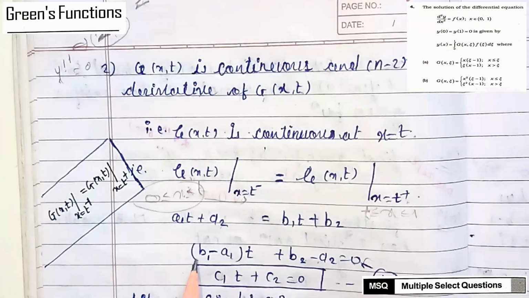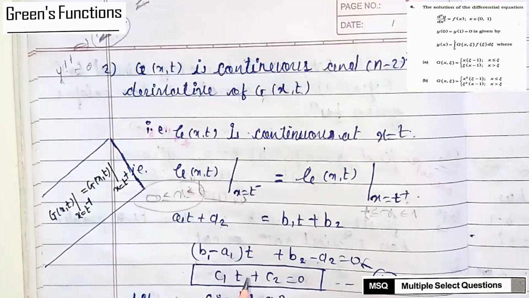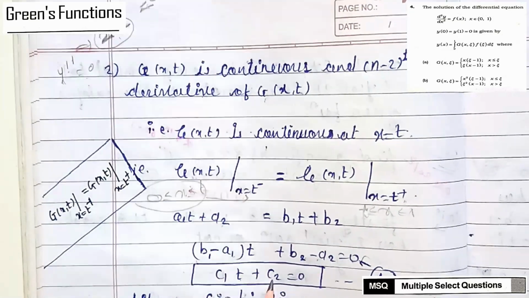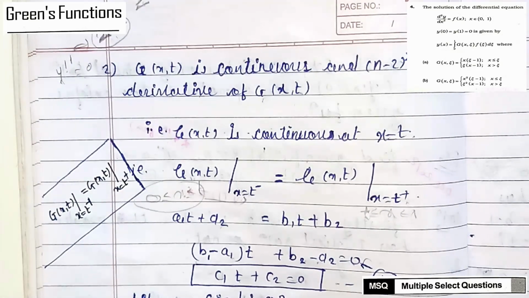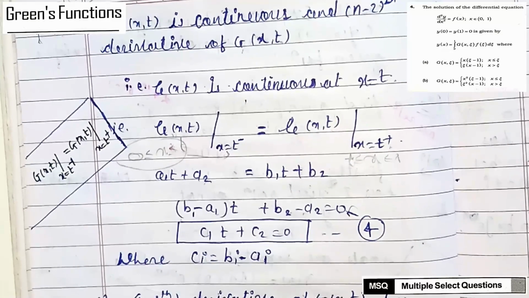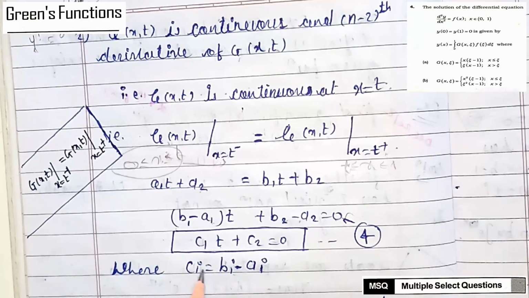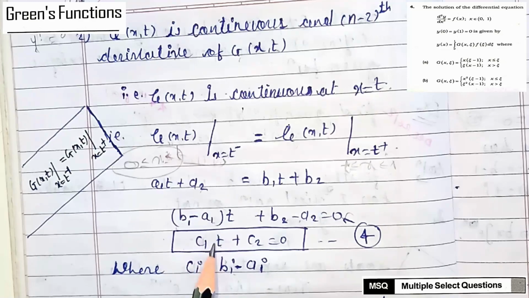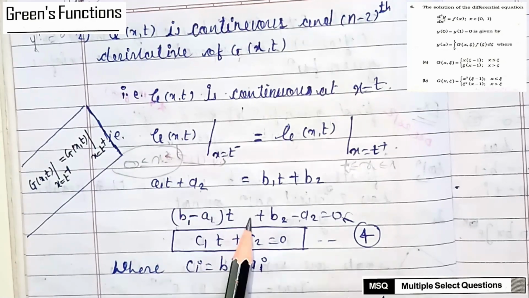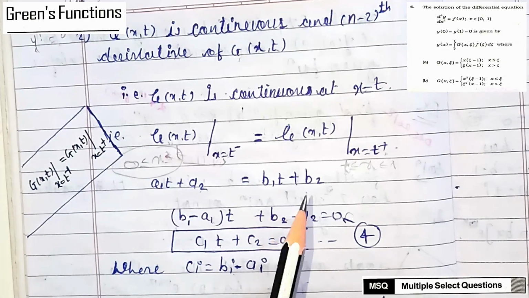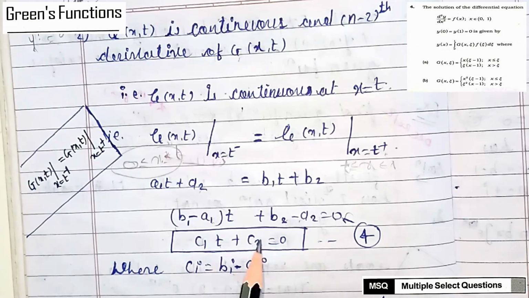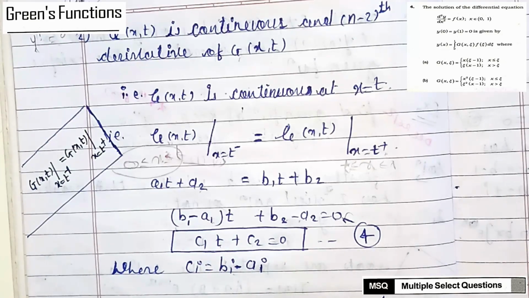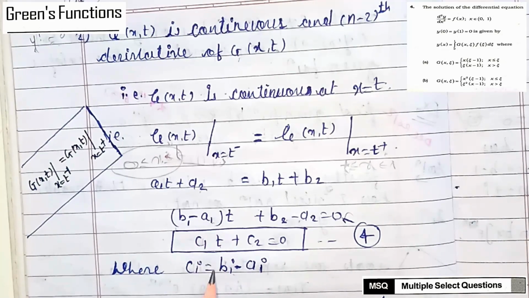So consider b1 − a1 equal to c1 and b2 − a2 equal to c2, that is, ci = bi − ai. I consider c1 and c2 here because b1 − a1 looks quite big and is confusing when finding the values, so that's why we consider c1 and c2, and later on you may substitute back. So b1 − a1 is equal to c1.